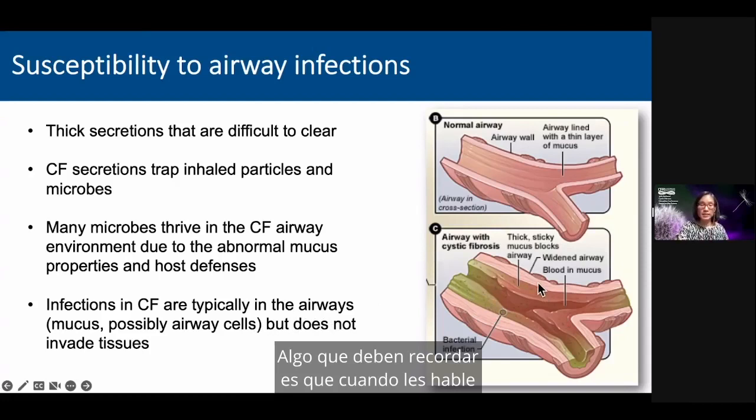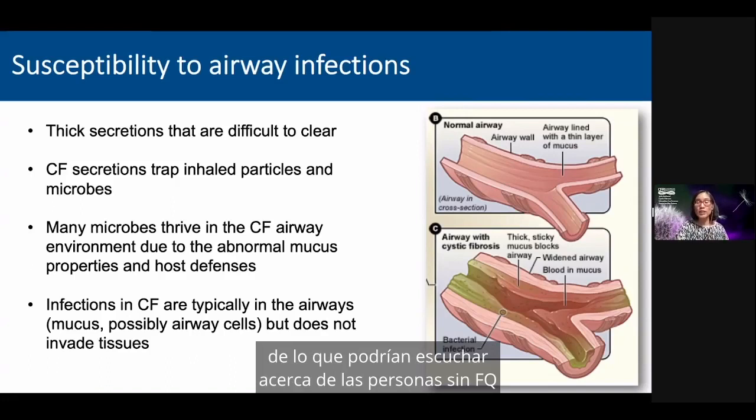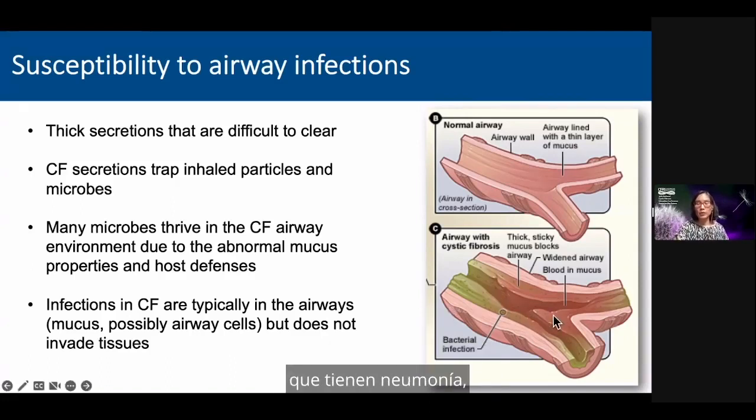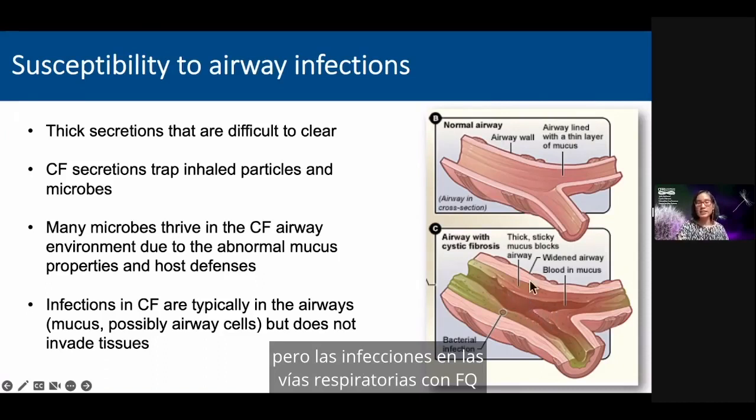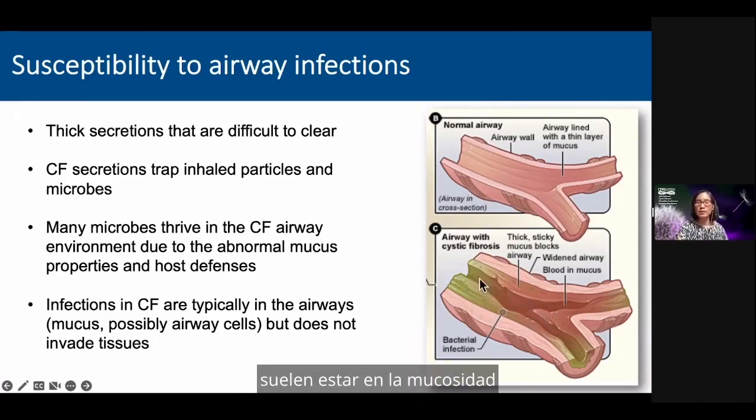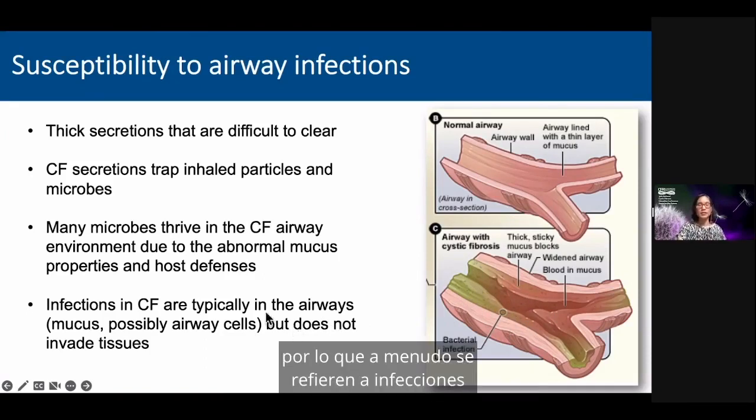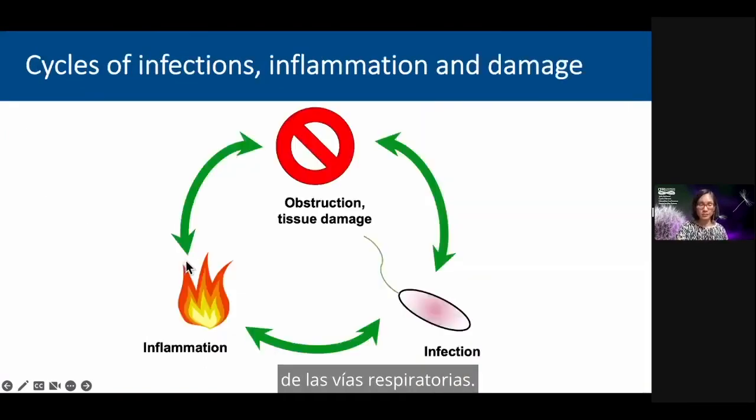Something to remember is that when I talk to you about CF airway infection, these infections are relatively different from what you might hear about non-CF people having pneumonia, which are lung infections. Infections in the CF airway are typically in the mucus along the airway and typically do not invade the tissue. Hence the frequent reference to airway infections.